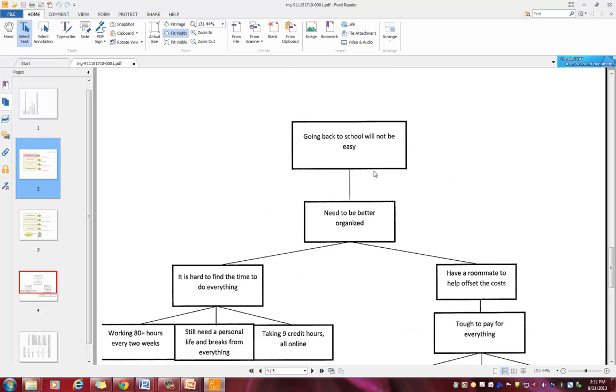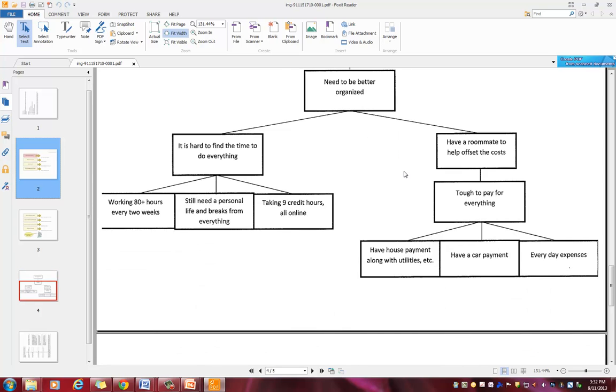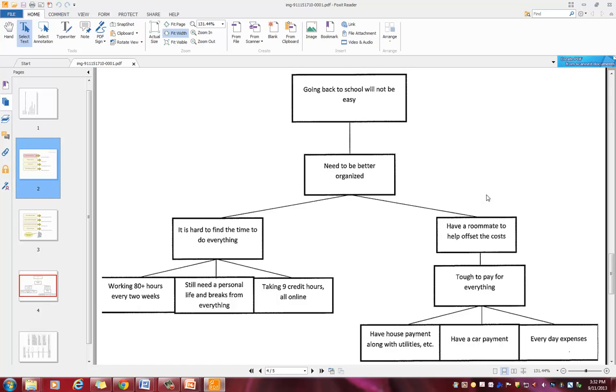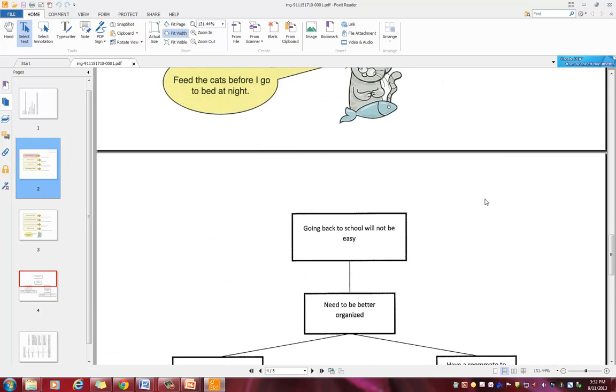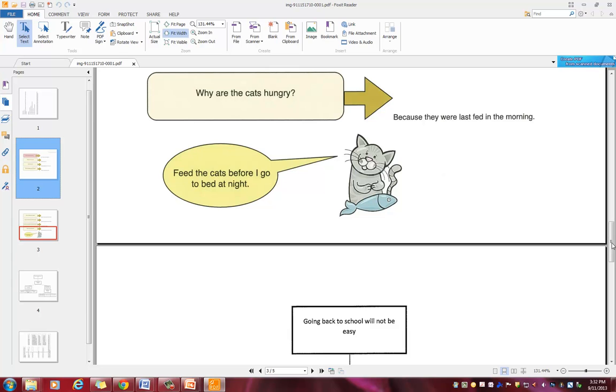So going back to school will not be easy. Is that the problem? If it is, where's the solution? So there's no clearly identified solution, and that's a key piece of your analysis of root causes. What are you going to do about it? Maybe you just identify one cause, as this person's example showed, or you identified a couple of causes, as the one with the tire showed. She talked about not waiting until her tires were bald before she replaced them.